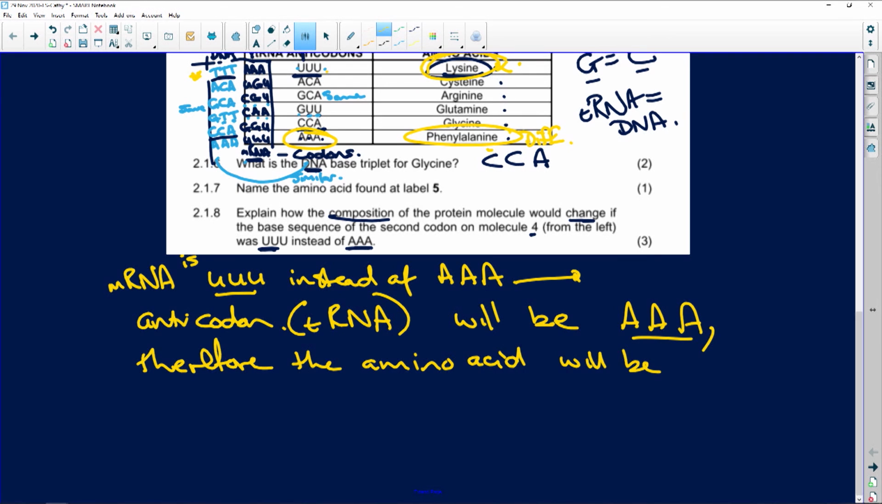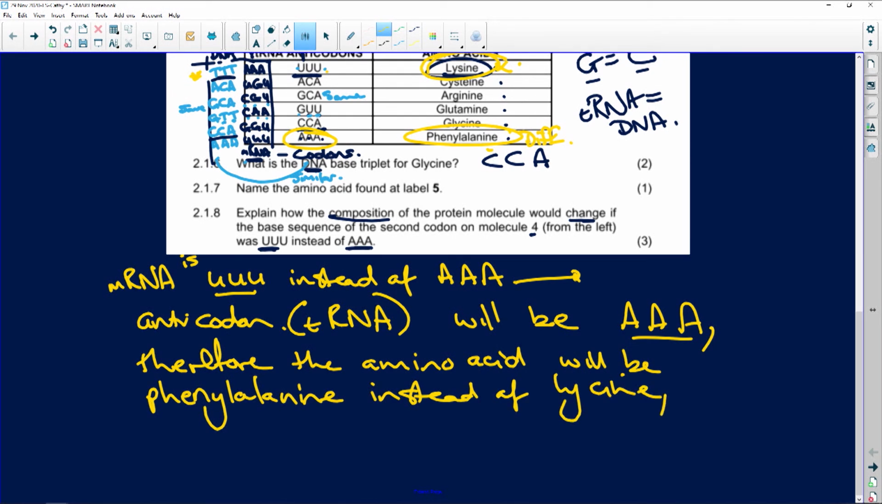So it will therefore be, and you just must spell it right, phenylalanine. Okay? And what's going to happen then, instead of lysine, and therefore there will be a different protein. You're not going to make the same protein.